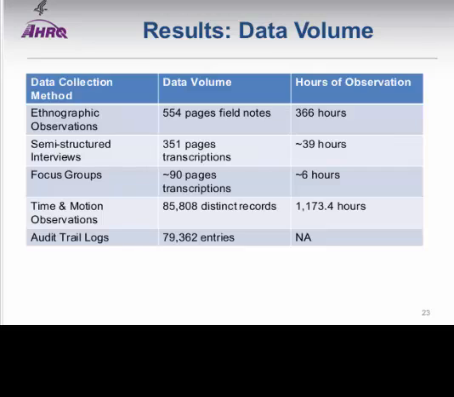We collected a lot of data, and I wanted to share the volume of data that we collected. So, for example, in ethnographic observations, we had 554 pages of field notes, which represented 366 hours of observation. Down here in the time and motion observations, we followed each of the 58 participants in this piece for 16 hours each. And so this gave us 85,800 distinct records and over 1,000 hours of observation. And then again with the audit trail logs, where we tried to pull the same data, but from the EHR itself, we had 79,000 entries of data.